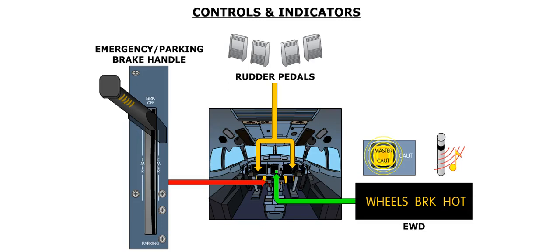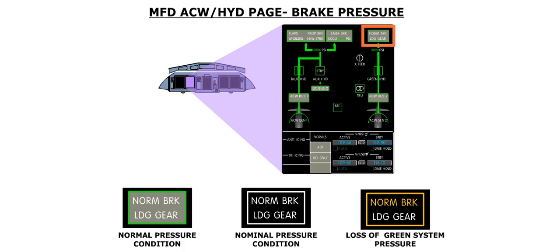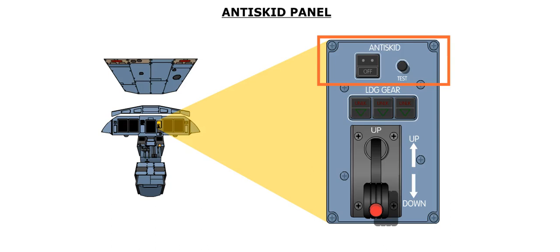If any brake temperature exceeds 150 degrees Celsius, a wheels brake hot caution message appears on the engine and warning display, or EWD. Brake pressure is indicated on the AC Wild hydraulic page of the multifunction display, or MFD. An anti-skid control panel is located on the center flight instruments panel. This panel is used to control and test the anti-skid system.